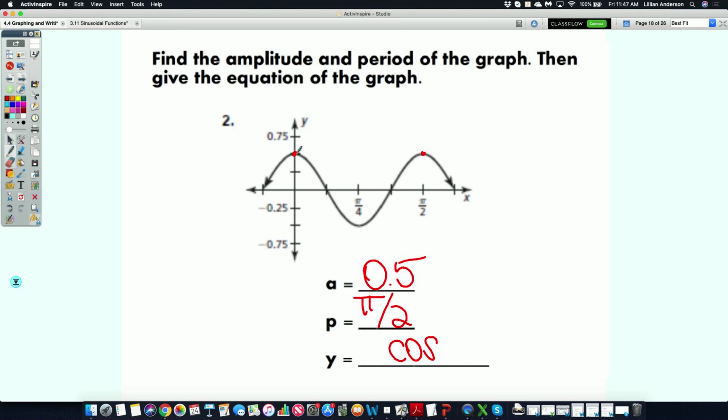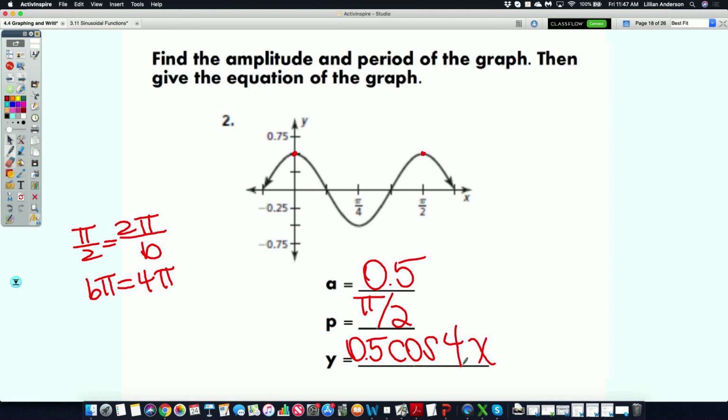No. So again, I only have an A and a B. Okay? What's going to be A? 0.5. And again, to find B, you do your period equal to what again? 2 pi over B. How do I solve this? So this becomes pi B equals 4 pi. What is B? 4. And it's 4 because you divide both sides by pi.